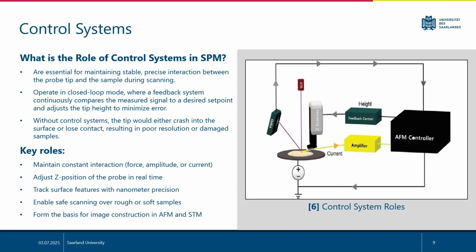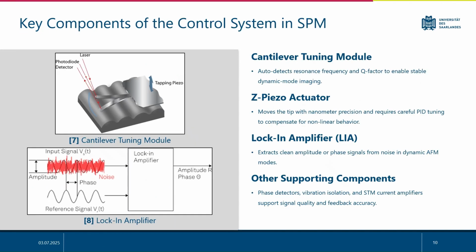Also mentioned earlier were control systems. So what exactly is the role of control systems? Well, control systems are the backbone of any SPM operation. They maintain constant interaction forces, adjust the tip height in real time, make high-resolution imaging possible, and more. Without them, the tip would either crash or float, and image data would be unreliable.